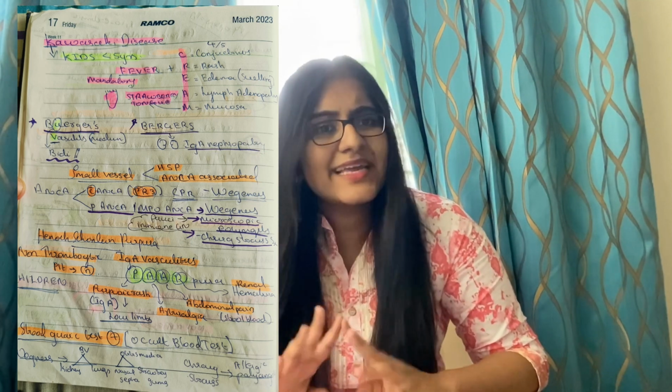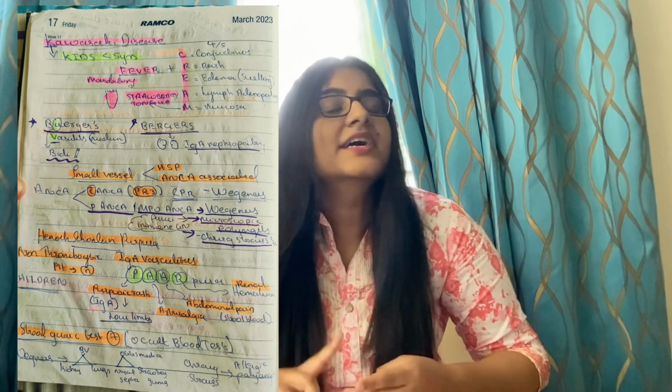Now when we come to small vessel, you should remember there is HSP and there is ANCA associated. HSP, Henoch-Schonlein purpura, you should remember purpura. It is non-thrombocytopenic. Why? Its platelets are completely normal, and it's an IgA vasculitis. We will also put purpura. Why I'm telling you to pronounce it like this: P for purpuric rash, A for arthralgia, A for abdominal pain, and R for renal hematuria. Okay, then the stool guaiac test will be positive.